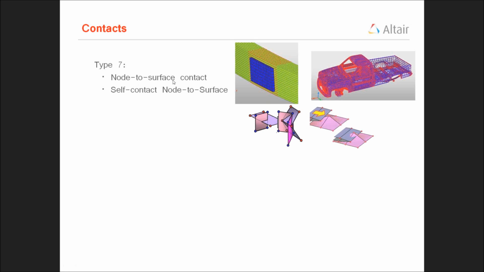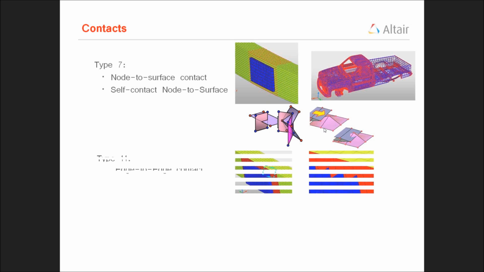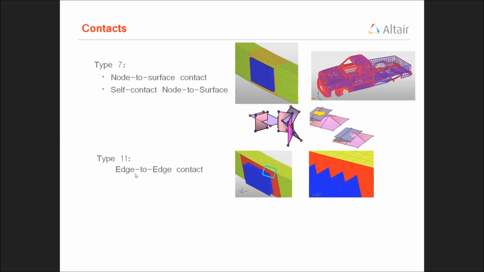But the limitation of this type 7 contact is that it cannot identify edge to edge or edge to surface contact. For that reason, we have one more contact, which is the type 11 contact, between edge to edge, as you can see here. But our global contact will be type 7 contact. At some selected locations, we can create this type 11 contact, because type 11 contact is expensive. So we don't normally use type 11 as a global contact.